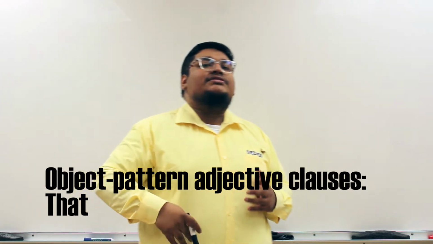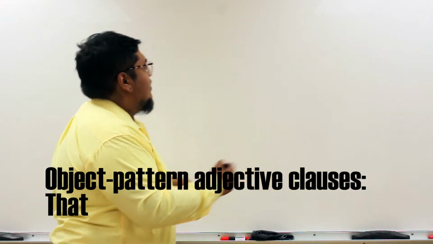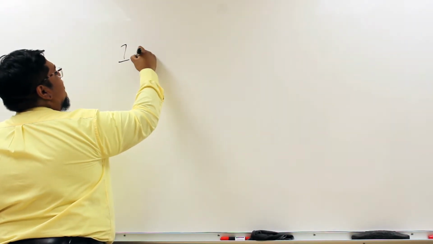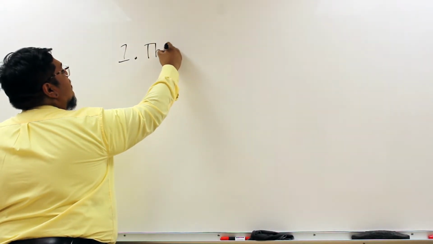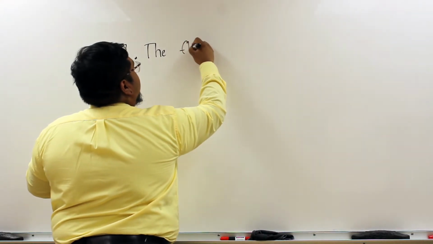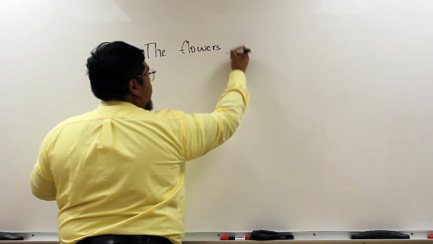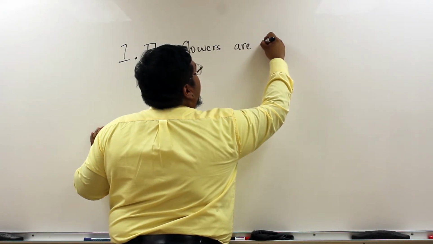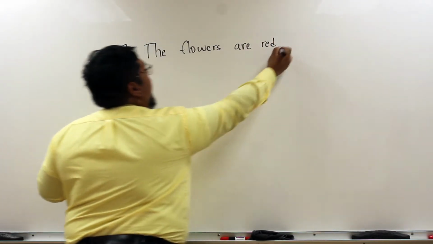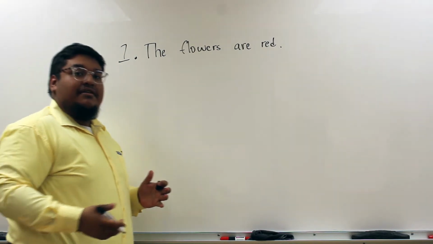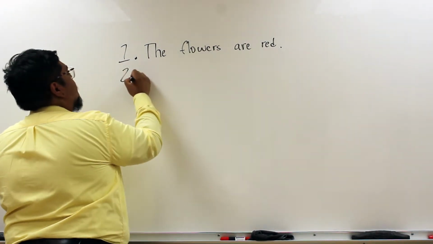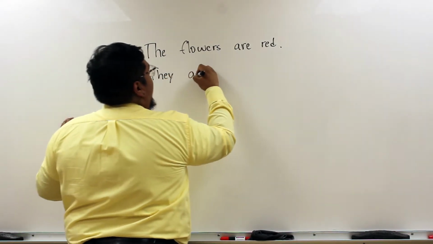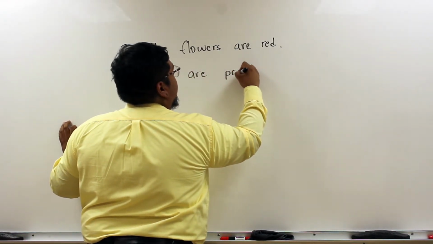So last class we saw subject patterns, right? I asked you to give me two sentences, so we can say: the flowers are red. The flowers are red. Okay. Number two: they are pretty.